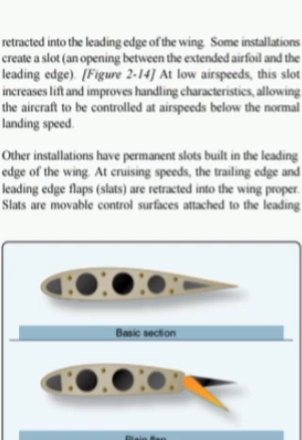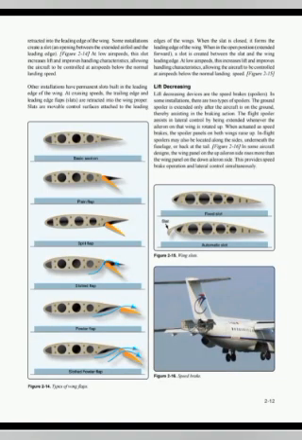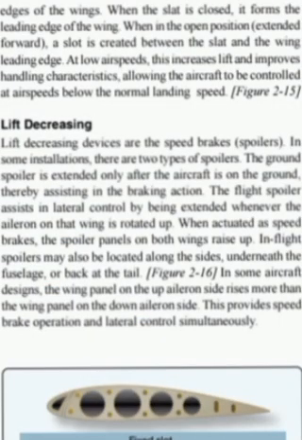Slats are movable control surfaces attached to the leading edges of the wings. When the slat is closed, it forms the leading edge of the wing. When in the open position, extended forward, a slot is created between the slat and the wing leading edge. At low airspeeds, this increases lift and improves handling characteristics, allowing the aircraft to be controlled at airspeeds below the normal landing speed.